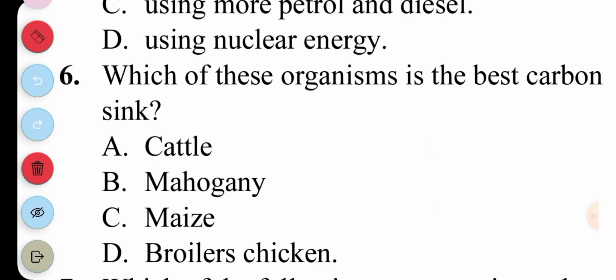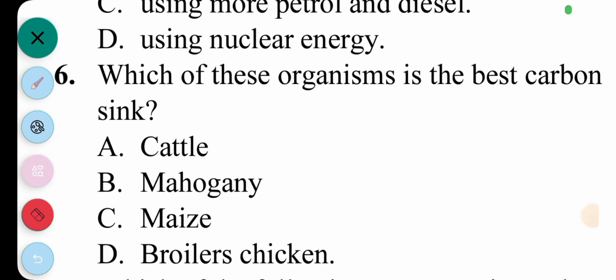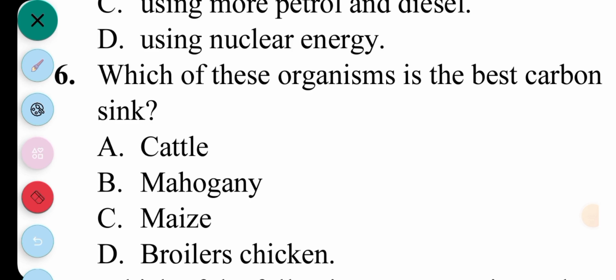Question 6. Which of these organisms is the best carbon sink? A. Cattle, B. Mahogany, C. Maize, D. Broiler's chicken. The answer to question 6 is B. Mahogany. So a carbon sink is a reservoir that holds more carbon than it releases. Now looking at the options, we are saying the answer is mahogany, but the best carbon sink is actually seagrass.